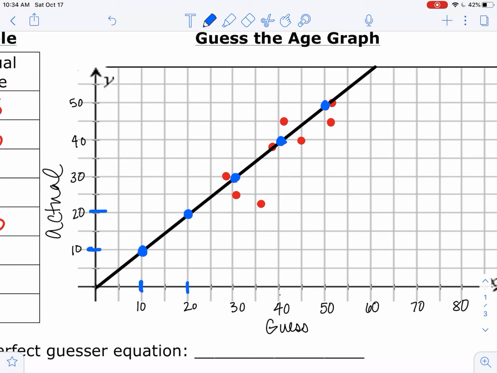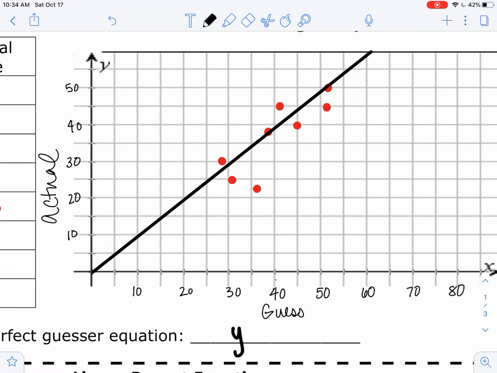Now, if you look at how I plotted my points on here, again, those are in red, okay? Those points represent what I guessed. So I want you to take a look for a second, and I want you to ask yourself, am I an overguesser or an underguesser? Overguesser or underguesser? Now, you might be looking at this saying, well, Ms. Hastings, you're an underguesser because all of your little dots right here, they are under the line. So they are an underguesser.